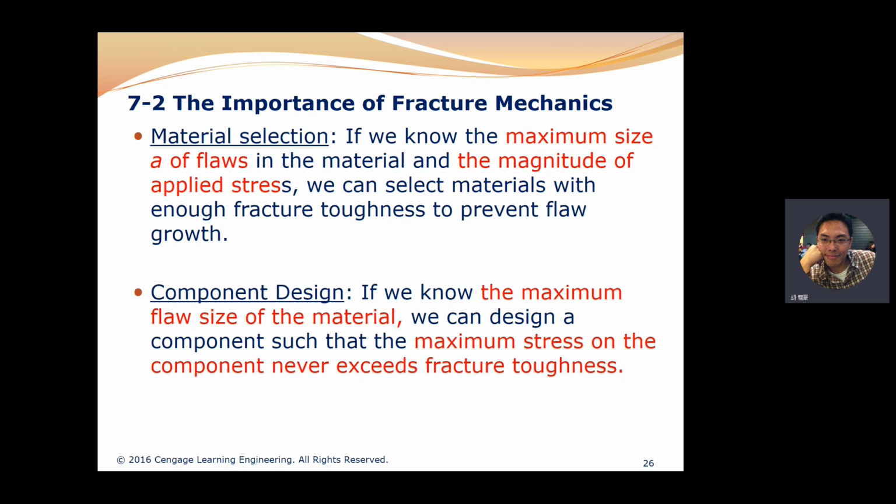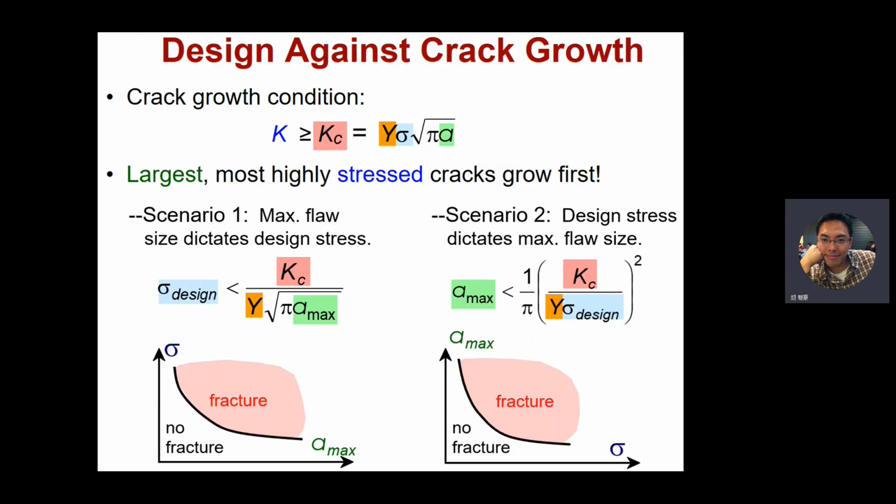And from the machine design point of view, if we already know the maximum flaw size of the material, we can design a component such that the maximum stress on the component never exceeds the fracture toughness. So let's look at an example of designing against crack growth of a wing. I will show this example later.